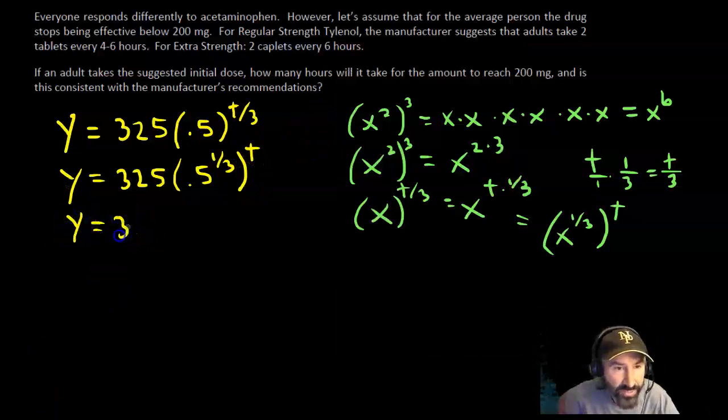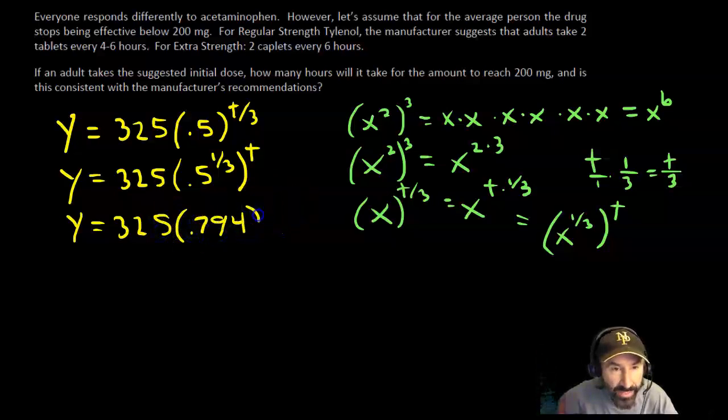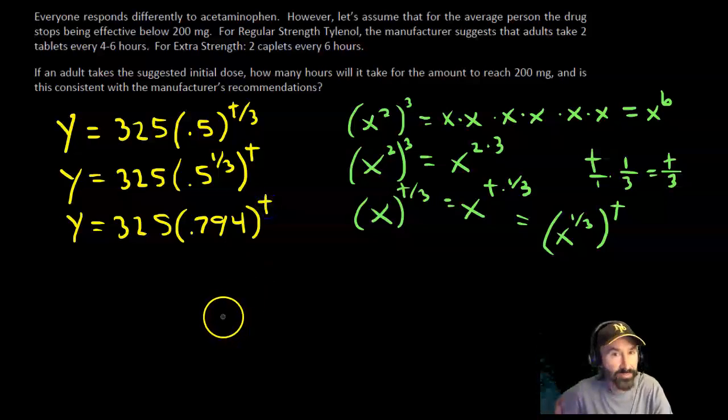Y equals 325 times 0.794, and that is raised to the power of t. Now we've got a pretty good model. The only thing is that there's a little problem.